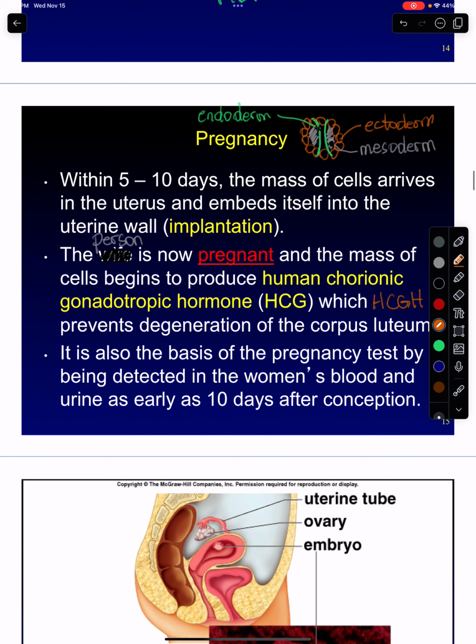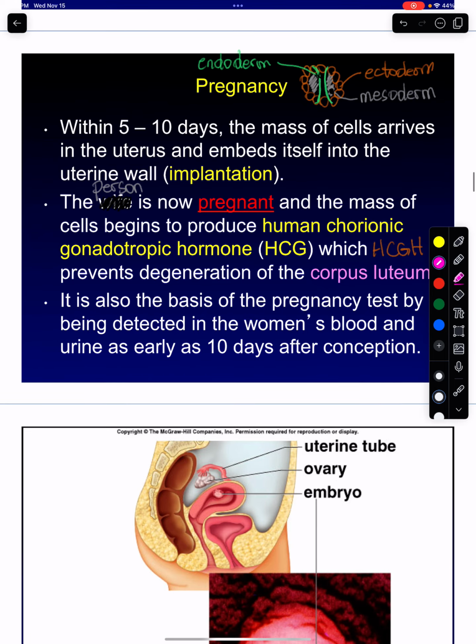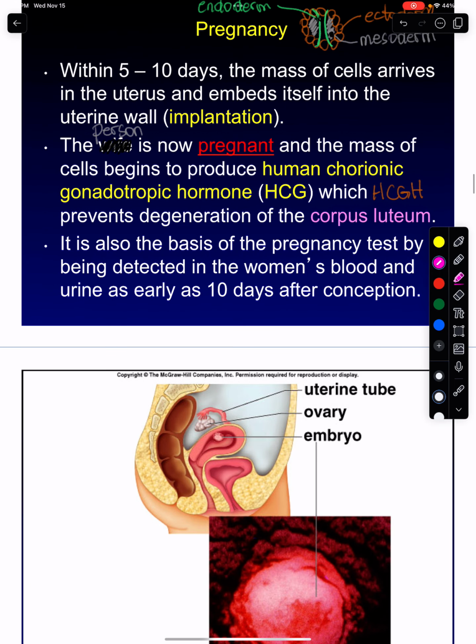And HCG, what it does is it keeps the corpus luteum around. Yay, corpus luteum. The corpus luteum endures and it helps keep you locked into that day 15 through 28 so that the pregnancy can be maintained because you need the thick uterine lining. You don't want the tropins to start up again. That would be disastrous for the pregnancy because the body would enter the menstrual part of the reproductive cycle.